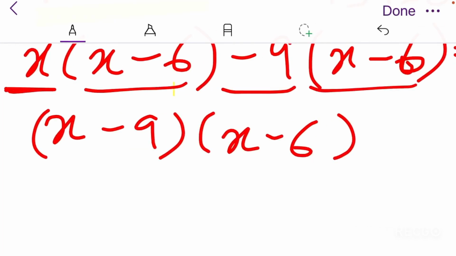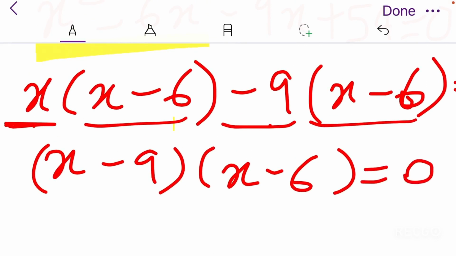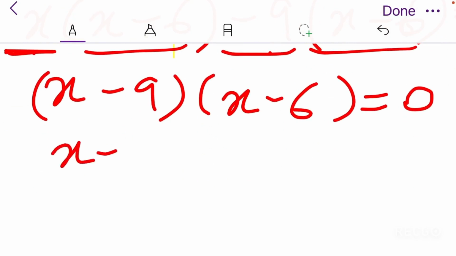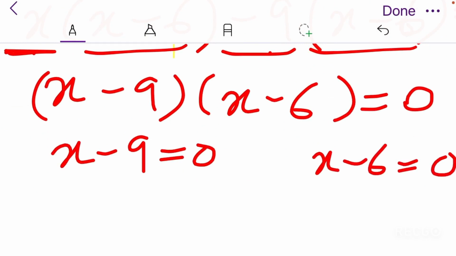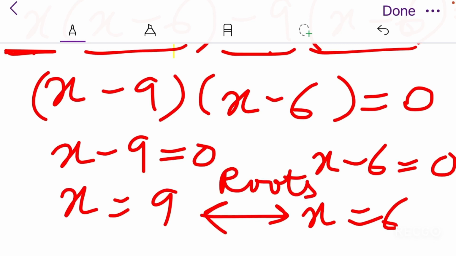So this is x minus 9 and x minus 6. Now you can break these two like so. x minus 9 is equal to 0, or x minus 6 is equal to 0. So your x is equal to 9 and your x is equal to 6. These two are the roots of the equation x square minus 15x plus 54. So now you have got the roots of the equation.